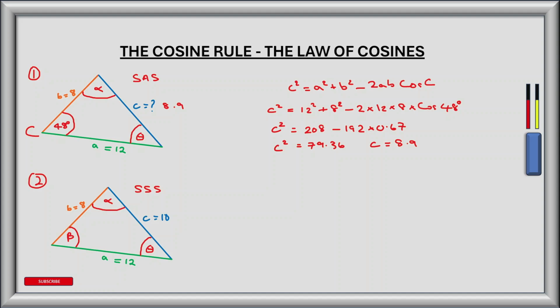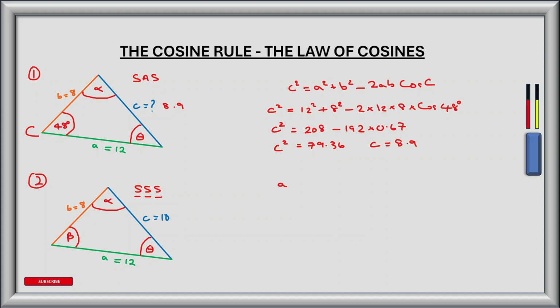Now let's look at triangle 2, where we have three of the given sides, but none of the angles of the triangle. This is known as a side-side-side triangle, and we can use the cosine rule to calculate the angles of the triangle. Note that we can't use the sine rule again in this case because we don't have any of the angles. So in this case, we can use the cosine rule as follows.